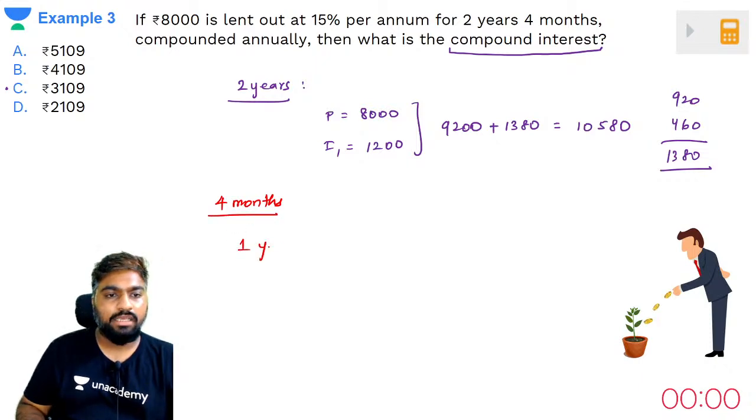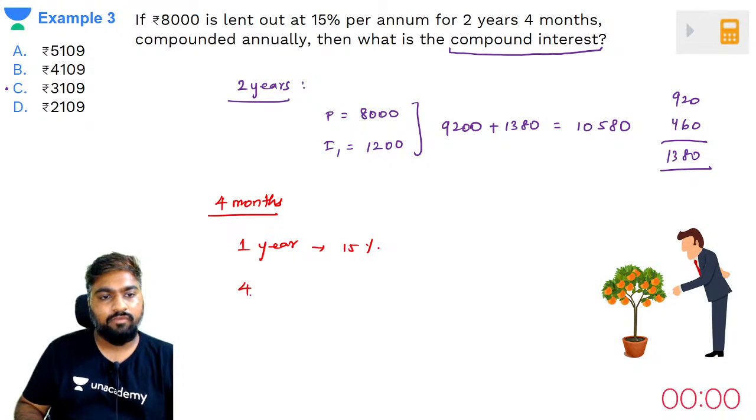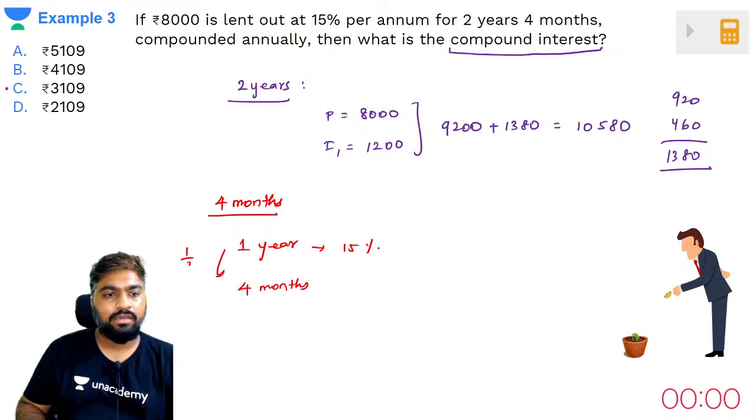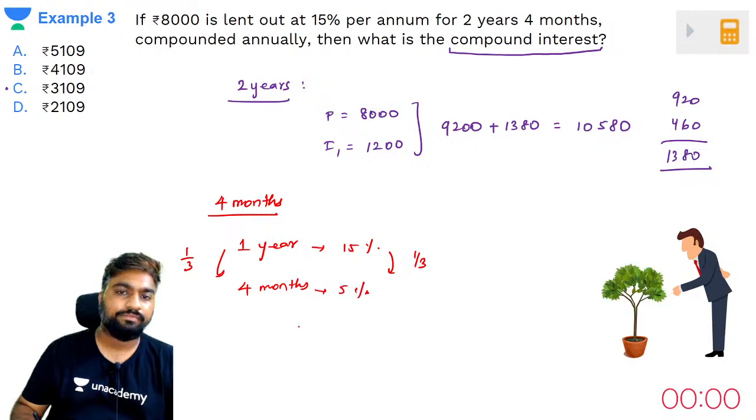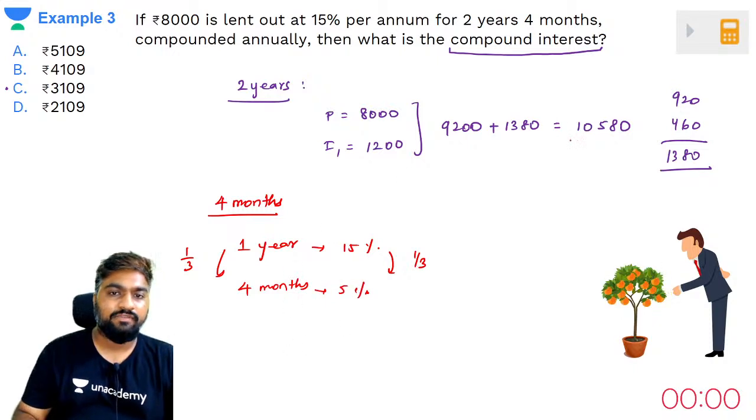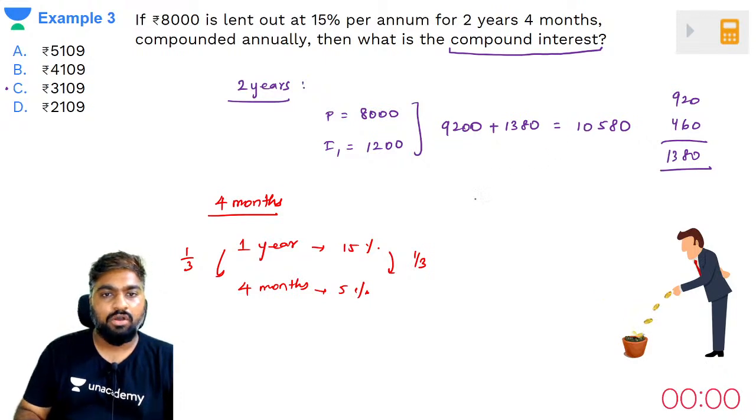मतलब for 1 year if it is 15%, then 4 months क्या है, 1/3 of it, है कि नहीं. 4 months क्या है, 1/3. तो इसका भी 1/3 होगा, मतलब सिर्फ 5% चाहिए आपको, है ना. सो on 10,580 सिर्फ 5% चाहिए आपको.